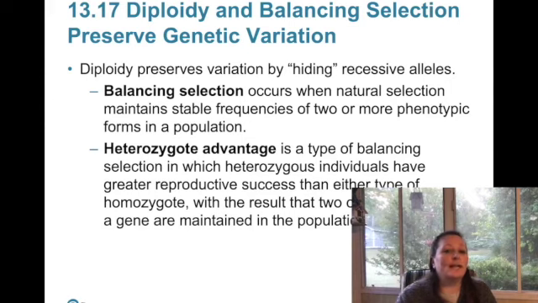So, diploidy. Do you remember haploids and diploids from last quarter? Well, here we go. The diploid preserves variation by hiding the recessive allele. That's the dominant and recessive traits that we were talking about. Balancing selection occurs when natural selection keeps the stable frequencies of two or more phenotypic forms in a population. So again, balances. The heterozygote advantage is when having one of each helps. There's a benefit to having both. And if anybody remembers at the end of Bio 123, when I talked about sickle cell, that is one of the examples.